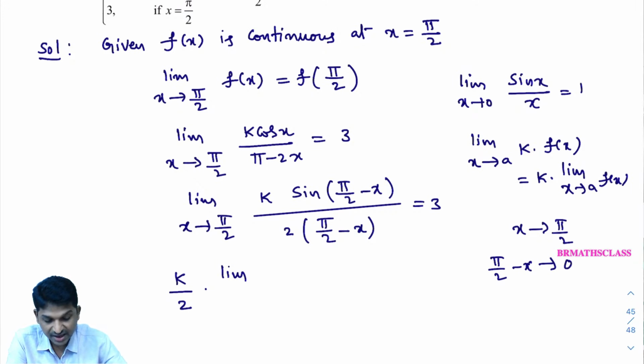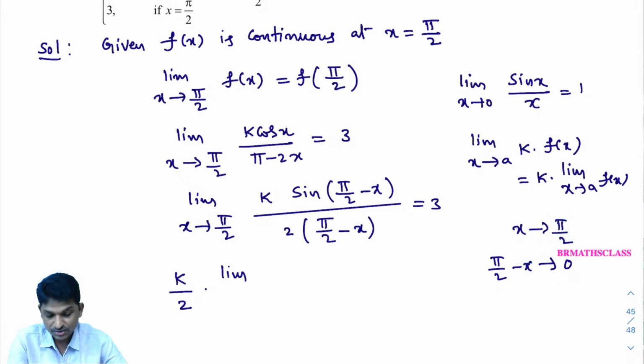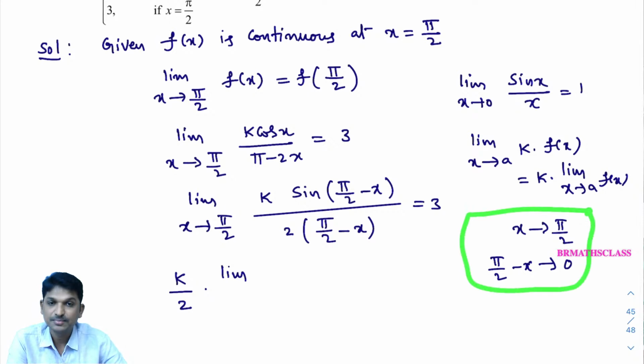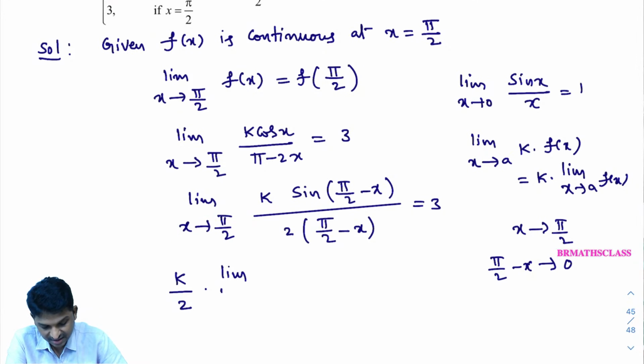What I am trying to say, x approaches pi by 2 means pi by 2 minus x approaches 0. This is very simple logic. In place of x, here you write pi by 2, and pi by 2 minus pi by 2 is 0. So x approaches pi by 2 means pi by 2 minus x approaches 0. So here, in place of x approaches pi by 2, I will write pi by 2 minus x approaches 0.